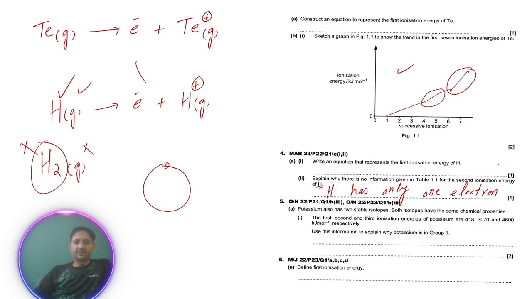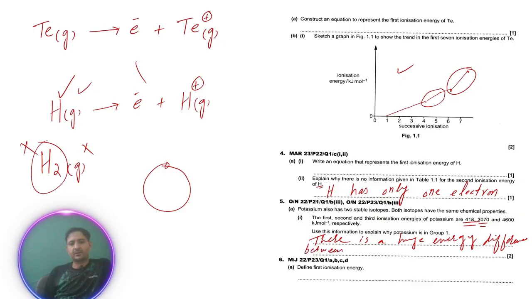Potassium also has two stable isotopes. Both isotopes have the same chemical properties. Use the information to explain why potassium is in group 1. You can notice its first electron is easy to remove because its energy is lower, 418. But there is a great jump from first to second. You can say there is a huge energy difference between first and second.